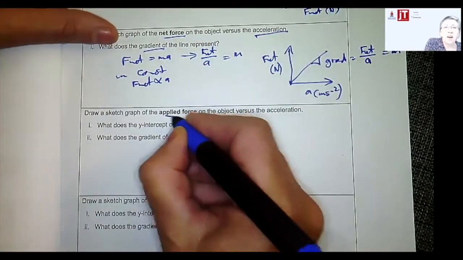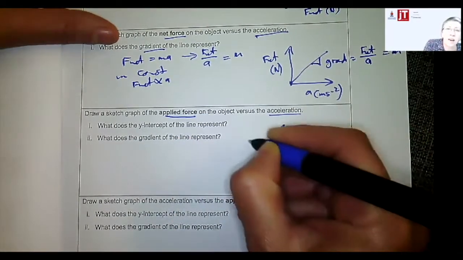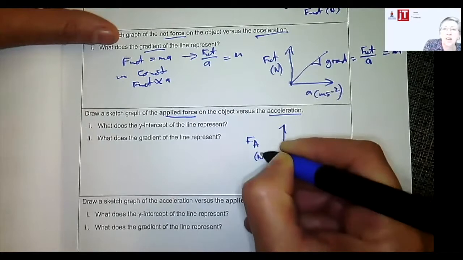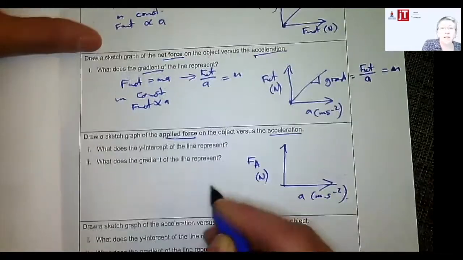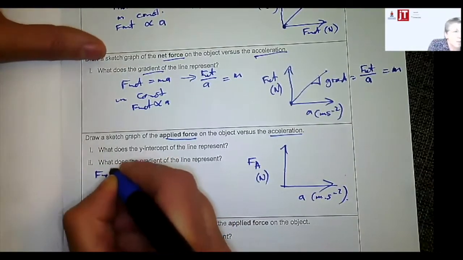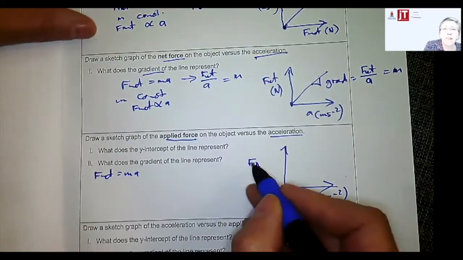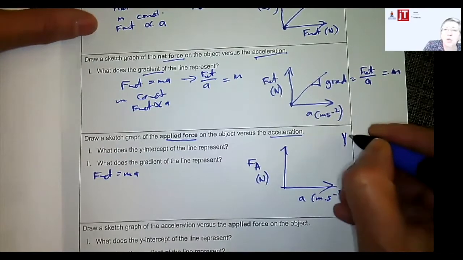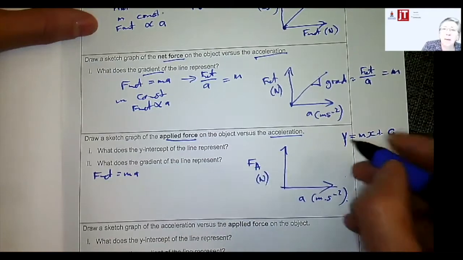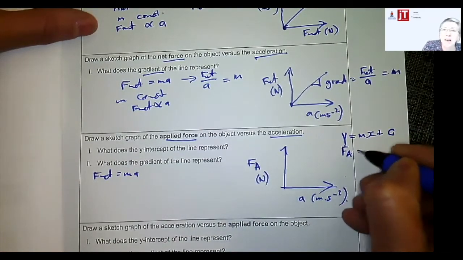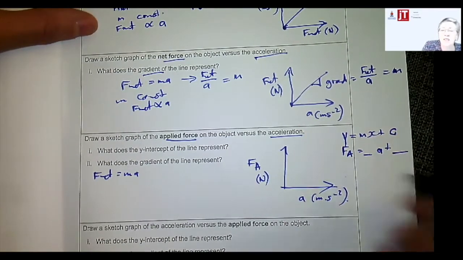Right, let's make this more interesting. Now I'm not asking the net force, I'm asking the applied force. So now we have F applied in Newton and acceleration in meters per second square. Right, I know my equation, F net equals M times A, but now I don't want the net force, I want A. So remember, we are working towards Y equals mx plus C. What do I need in the Y position? F applied. What do I need in the X position? Acceleration, and then there can be other things, right? But that needs to be.